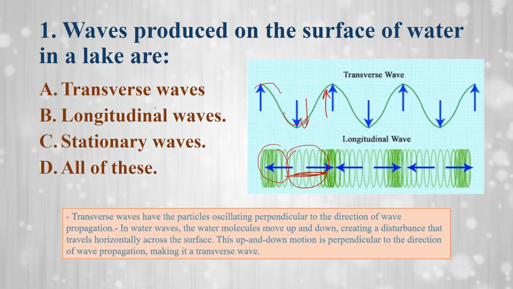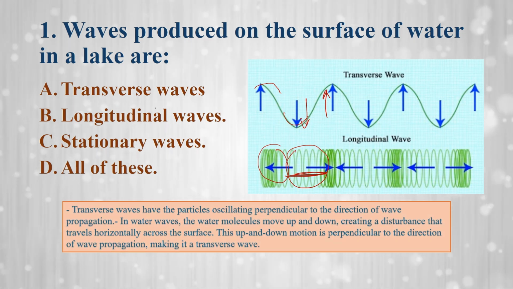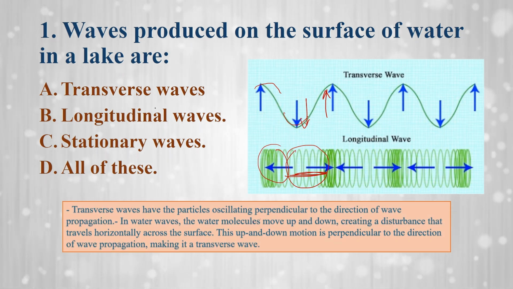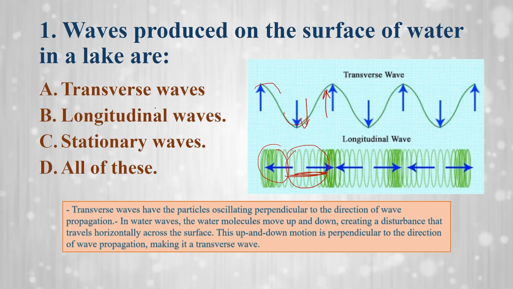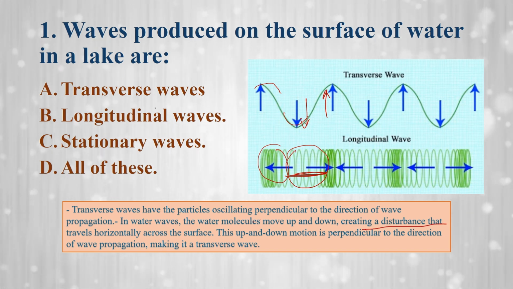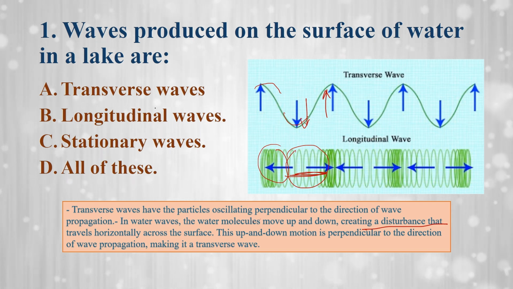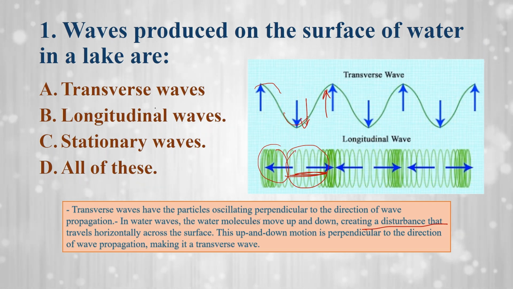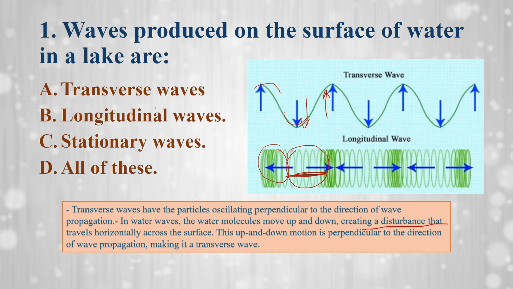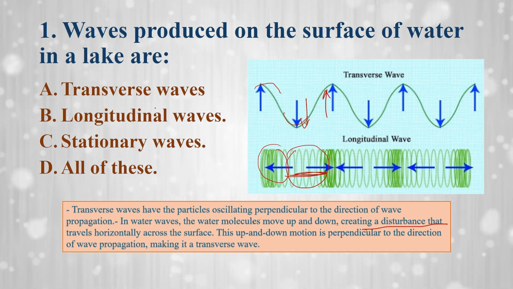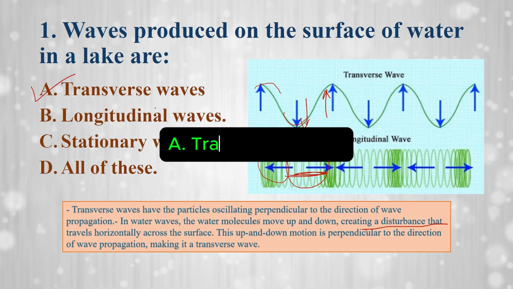So students, transverse waves have particles oscillating perpendicular to the direction of wave propagation. In water waves, the water molecules move up and down, creating a disturbance that travels horizontally across the surface. This up and down motion is perpendicular to the direction of propagation. That's why we call it a transverse wave. So the correct option is A.